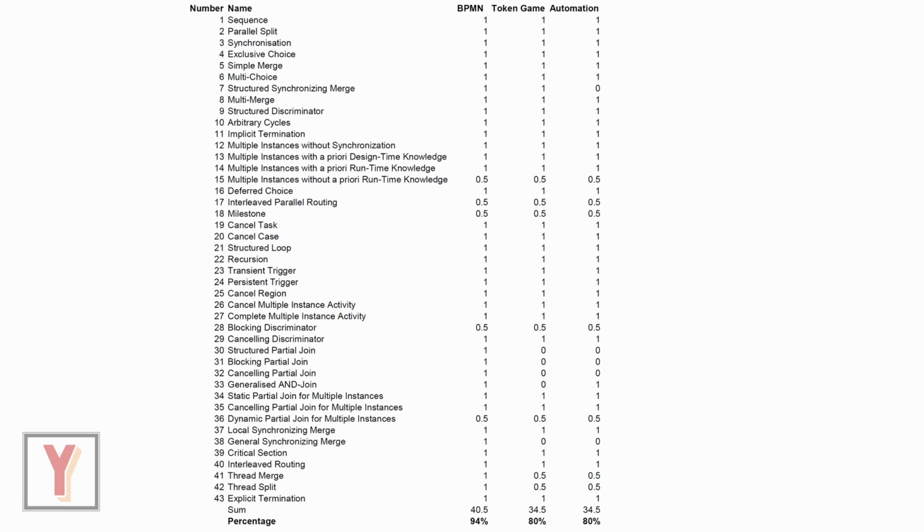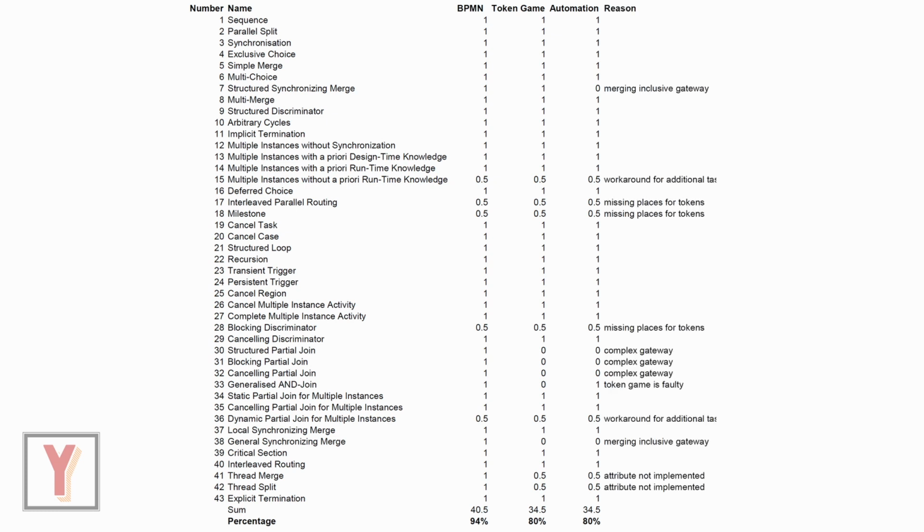So again the question, where does the difference come from? One is that the merging inclusive gateway is not implemented in Camunda 8.3. The token simulation, however, implements this, although not correctly. The second reason is that the complex gateway is neither implemented in Camunda 8.3 nor in the token game. And the third reason is that the BPMN attributes for the thread merge and thread split are not implemented.